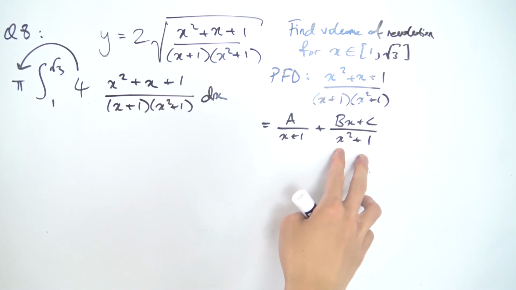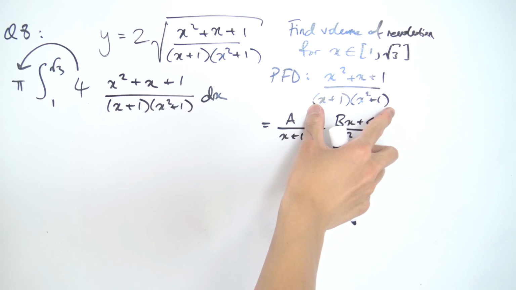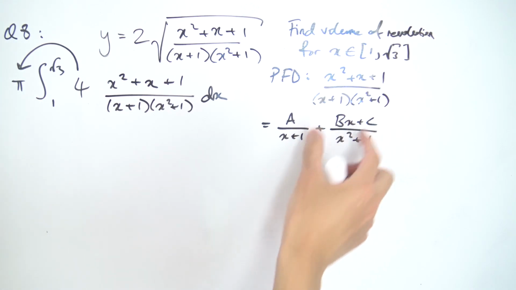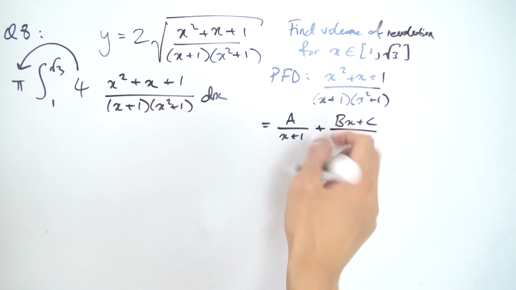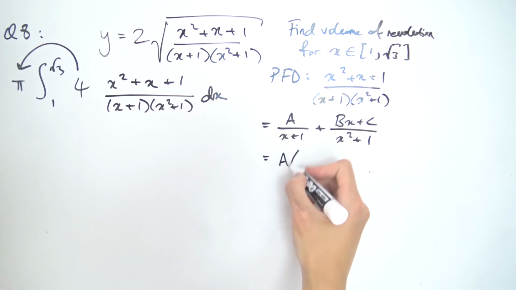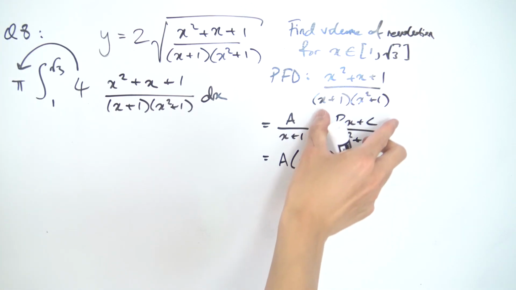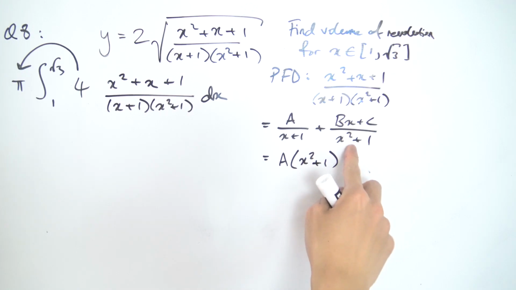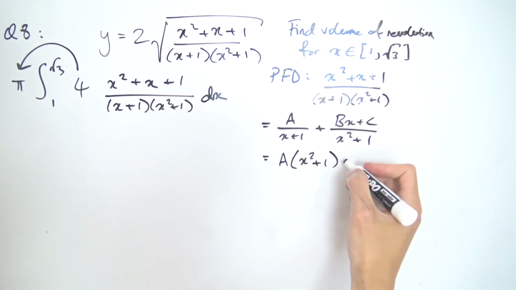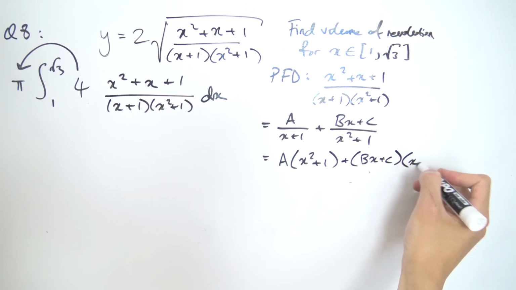And now if we cross multiply, or if we multiply both sides of this equation by this big denominator, notice that if you multiply this denominator over here, x plus 1 and x plus 1 will cancel each other out, leaving us with just a times x squared plus 1. And if you multiply this big denominator on the second term, x squared plus 1 will cancel out with this denominator, leaving us with just bx plus c times the linear factor.